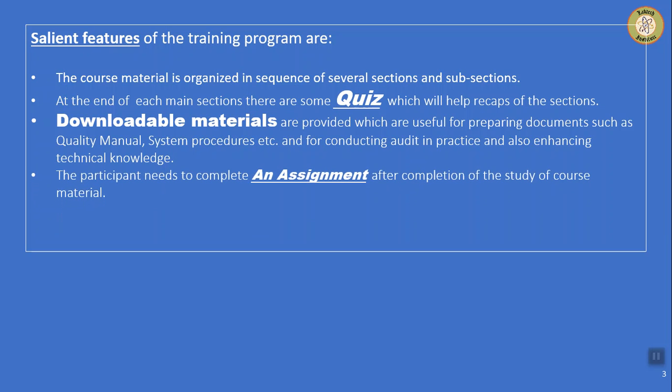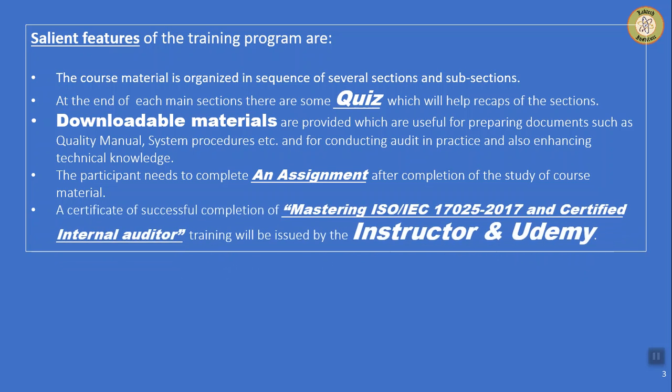The participant needs to complete an assignment after completion of the study of the course material, and finally a certificate of successful completion of Mastering ISO IEC 17025:2017 and Certified Internal Auditor training will be issued by the instructor and Udemy.